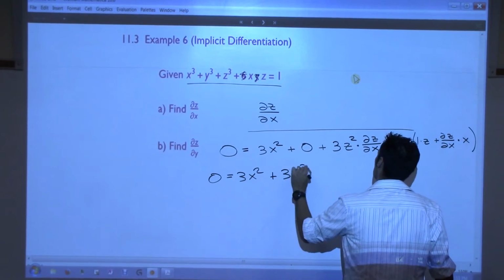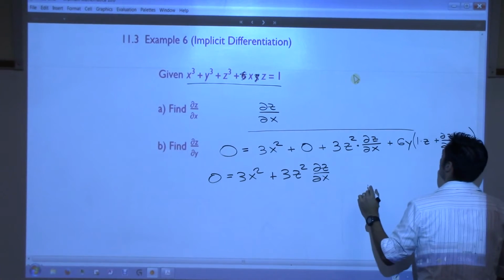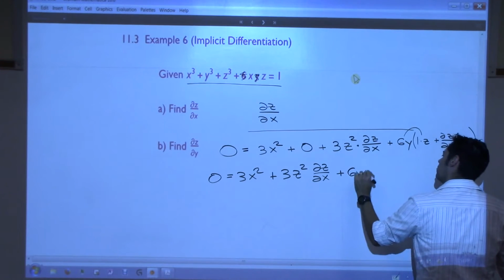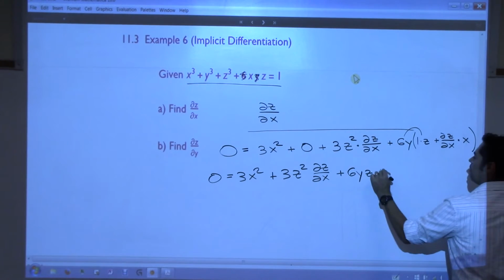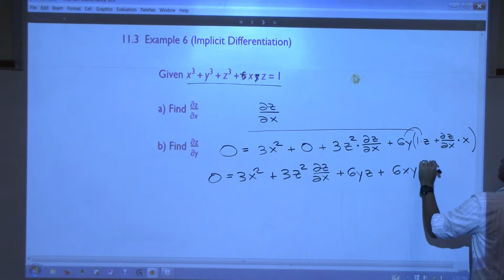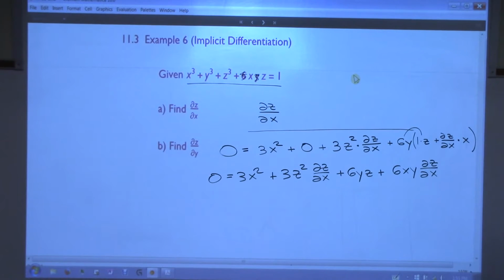Plus 3z squared partial z with respect to x. I'll distribute through here, plus 6yz, plus 6xy partial z with respect to x. Did I distribute properly? Everyone agree with that?